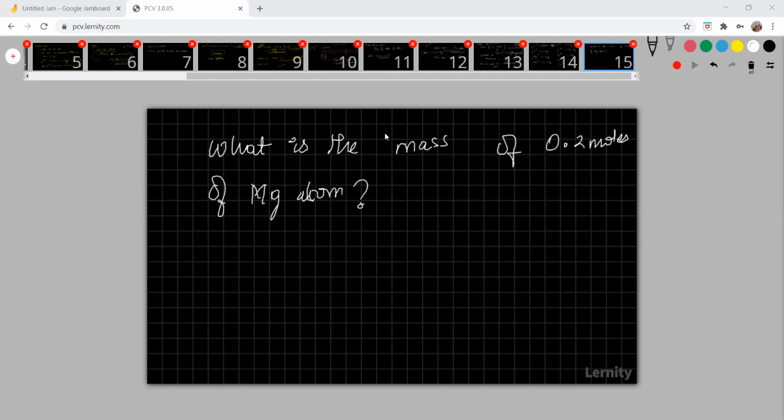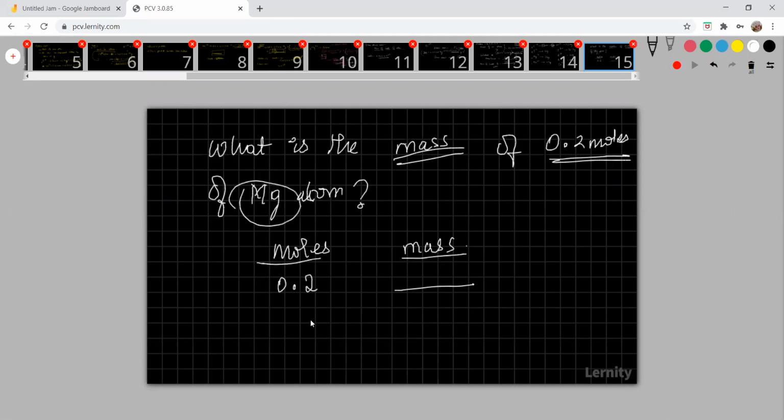Similarly, here also, we will see for proportion. What are the two quantities that we have compared here? One is mass and the other is moles. First write down that: moles, mass. What have they asked you? They have asked you the mass of 0.2 moles of magnesium. Correct? So compare.